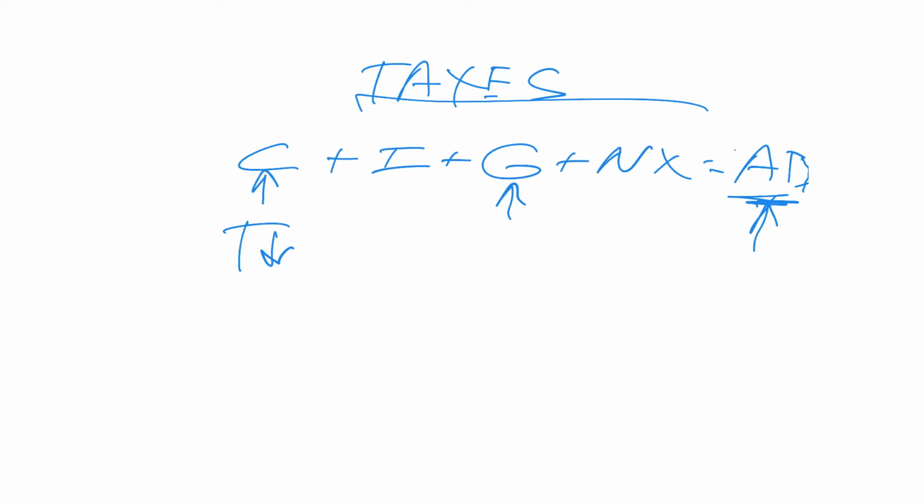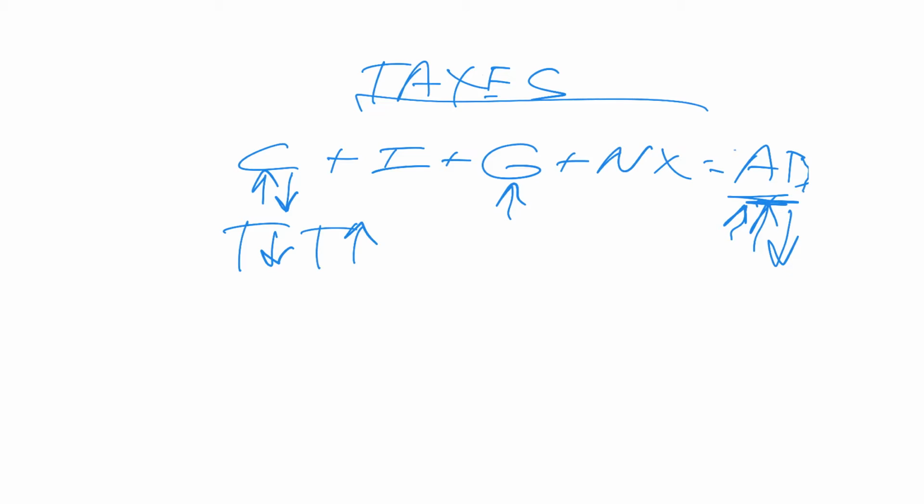That's going to increase consumption, which will increase aggregate demand. Okay? If they raise taxes, that's going to leave people with less money. Consumption will fall, which means aggregate demand will fall. So through changing tax rates, they can manage aggregate demand.